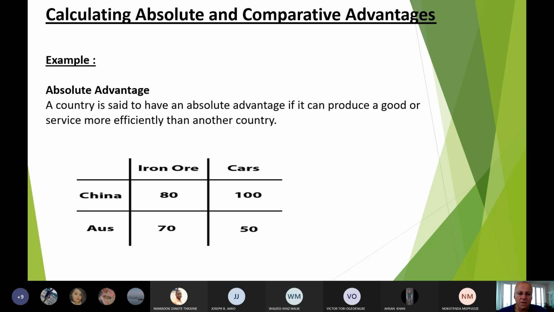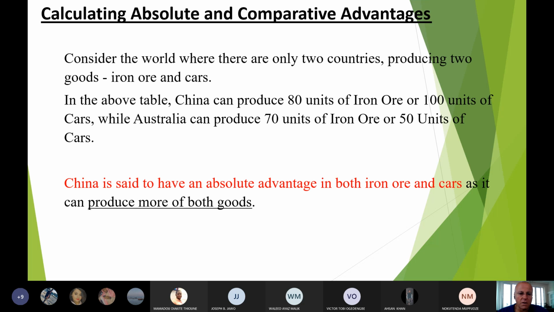Due to this reason, we may suggest, in the following estimation, the world where there are only two countries producing goods, iron ore and cars, as the given scenario. And the table, as I mentioned to you, shows China produced 80 units of iron ore and 100 units of cars, while Australia produced 70 and 50.